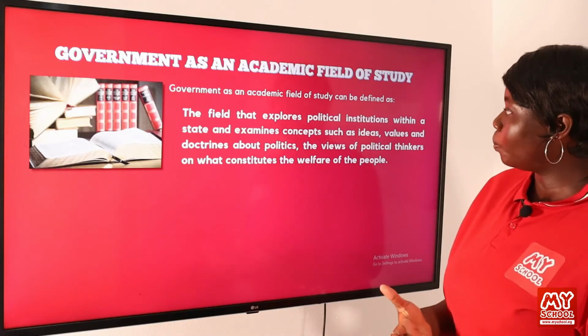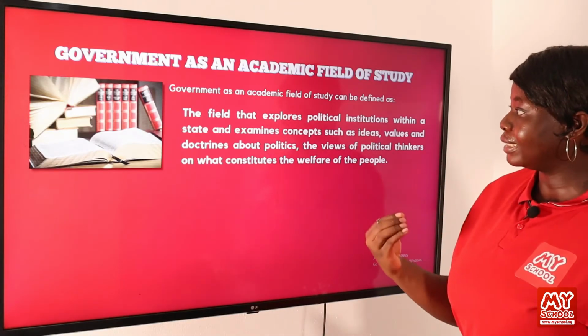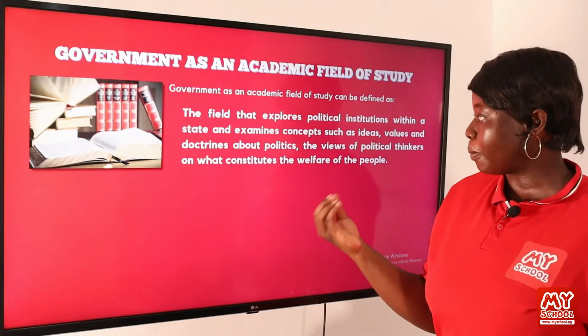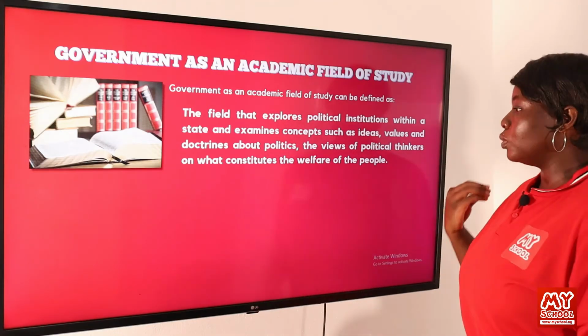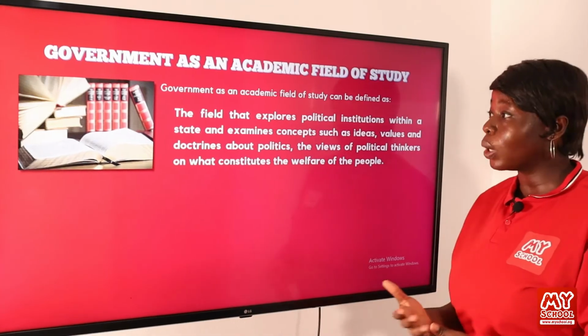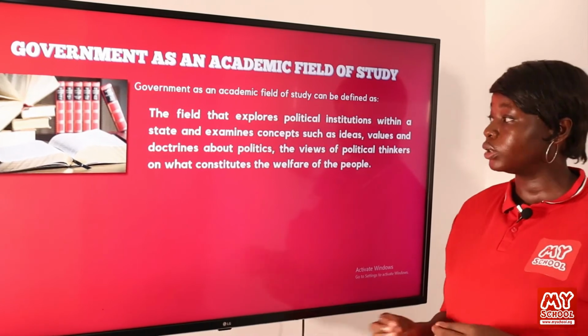It is the field that explores political institutions within a state and examines concepts such as ideas, values, and doctrines about politics, the views of political thinkers, and what constitutes the welfare of the people. So as we move on, we are going to be discussing how the government works in the society.